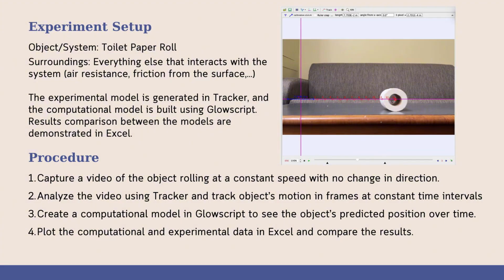For our procedure, I first captured a video of the object rolling at a constant speed with no change in direction. Then I analyzed the video using Tracker to track the object's motion in frames at constant time intervals. Next, I created a computational model in GlowScript to see the object's predicted position over time. Finally, I plotted both the computational and experimental data in Excel to compare the results.